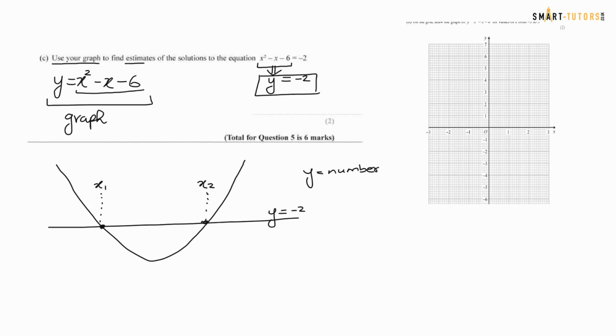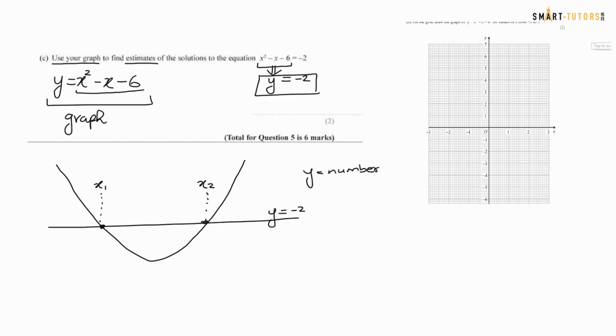So now read the question carefully again. Use your graph, so you can't use any algebra method. Use your graph to find estimates. In the marking scheme, they give a kind of range. So if your answer is in between that range, you will get the full marks for that. So estimates of the solution to the equation x squared minus x minus 6 equals minus 2.